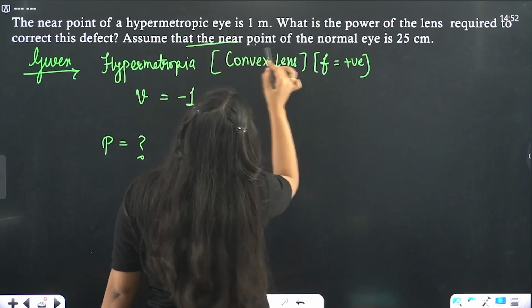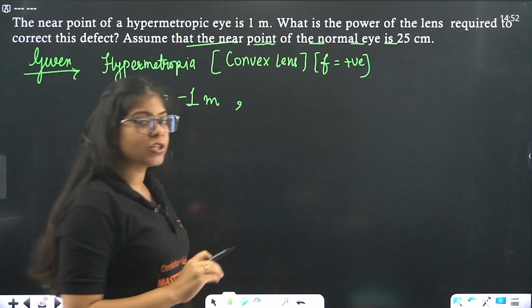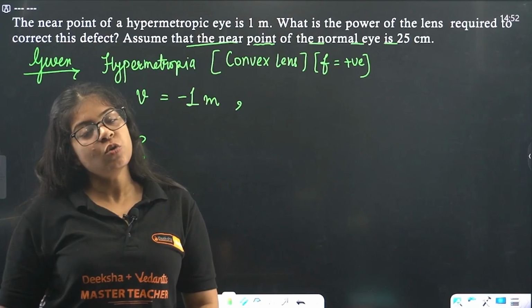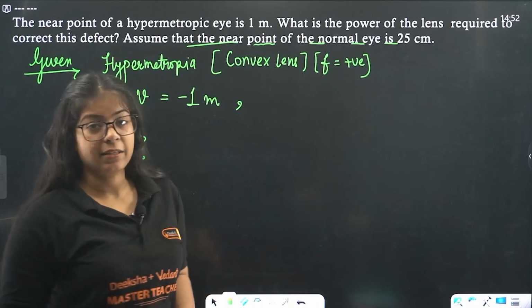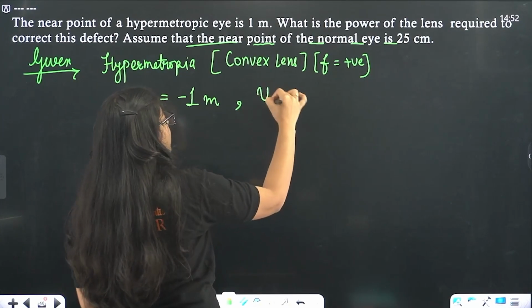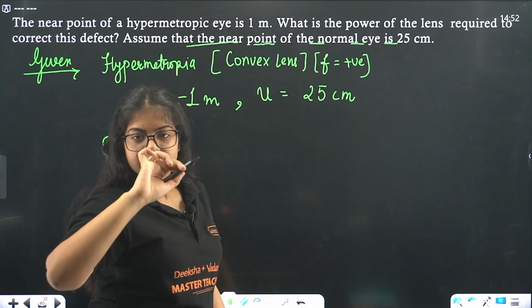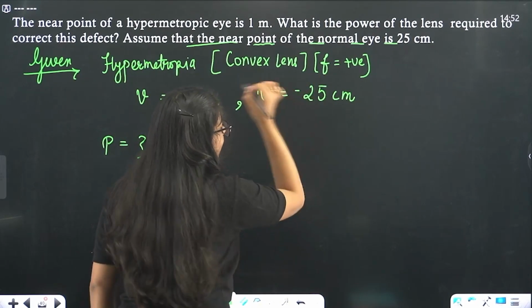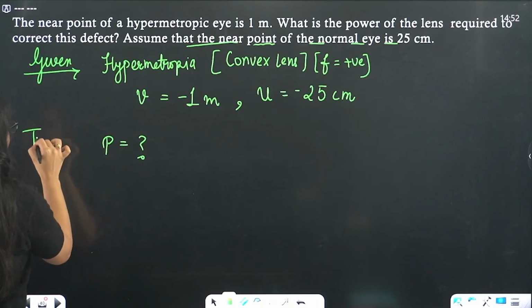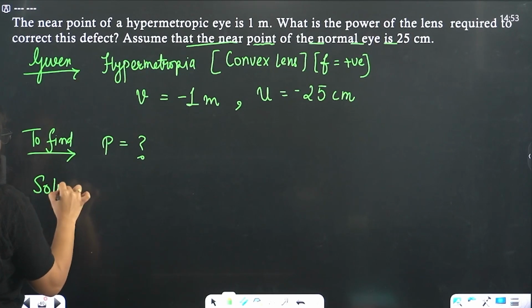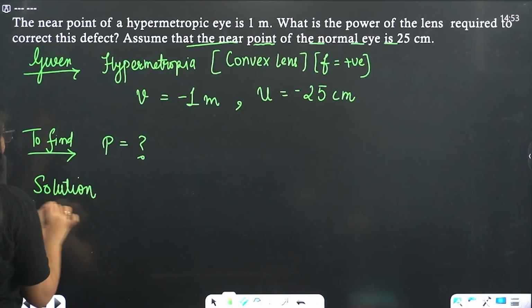See, even if this is given or not, in some questions the near point of the normal human eye won't be given. So, you will just assume that it is 25 centimeters. Okay. So, u is given as minus 25 centimeters. Correct. Good. So, this is what you have to find. Okay, then solution. Now see beta, what we have to do?